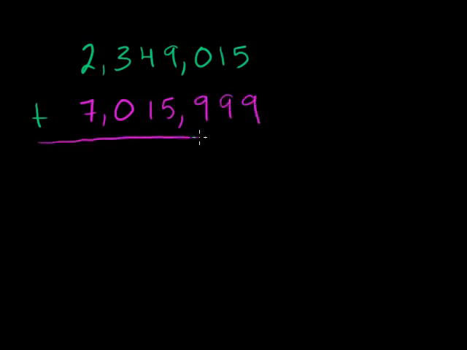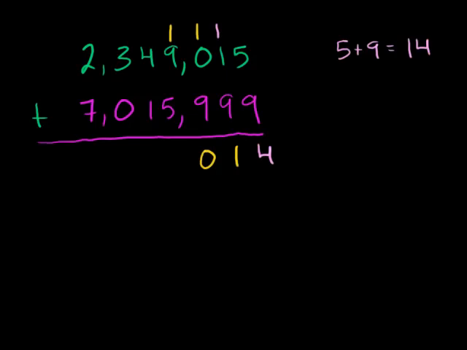Let's add these two numbers. This seems like a hard problem. But if we just focus on each of the places, I think you'll find that it's not too bad. So we start off with 5 plus 9. 5 plus 9, that's equal to 14. Write the 4 down here, carry the 1. Then you go into the tens place. 1 plus 1 is 2. 2 plus 9 is 11. Carry the 1. Now we're in the hundreds place. 1 plus 0 is 1. Plus 9 is 10. So we write the 0 from the 10, carry the 1.